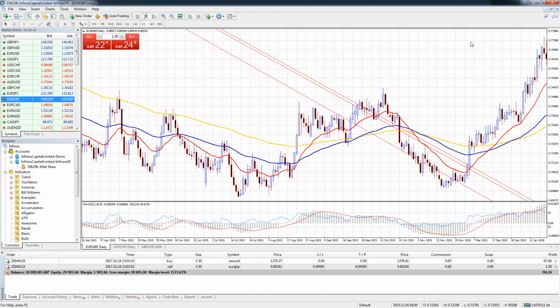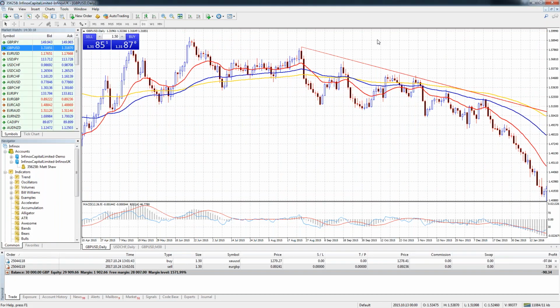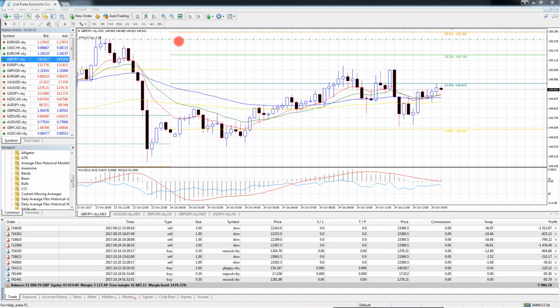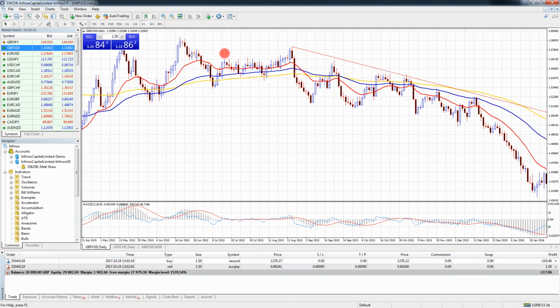One last example of this, shall we go on to pound dollar? It only seems fit in really. And again, very similar. Here we've got in August 2015, again, where the market sort of made a head and shoulders up here, and made a high above 158 towards 159, and then made a lower high.